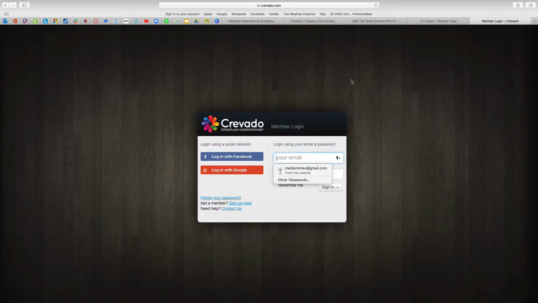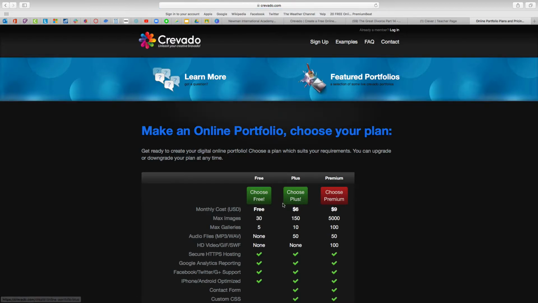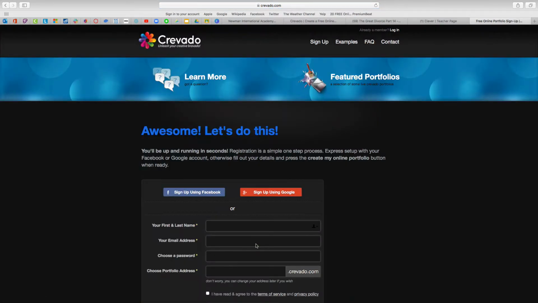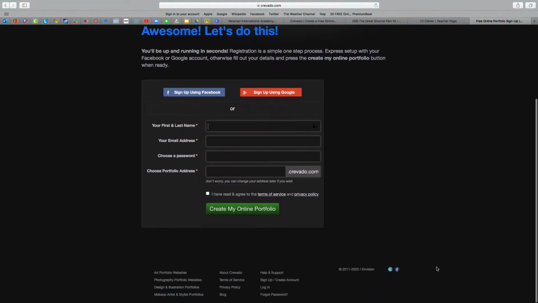So you go ahead and log in, and I have a different account. So you're going to create a new sign up for now. And look, there's a free account, and there's a plus account, and there's a premium account. Let's just take the free account. Go through Clever. It's the black one that has a little pinwheel flower on it.